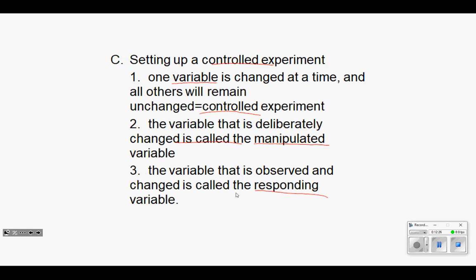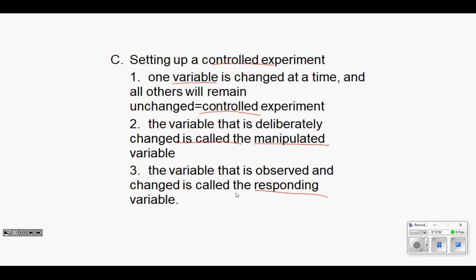So you want to start off by setting a controlled experiment so that you are only testing one variable at a time. One variable is changed at a time and all others then will remain unchanged. And that's why it's called a controlled experiment. The variable that is deliberately changed, that you are deliberately changing, is called the manipulated variable.